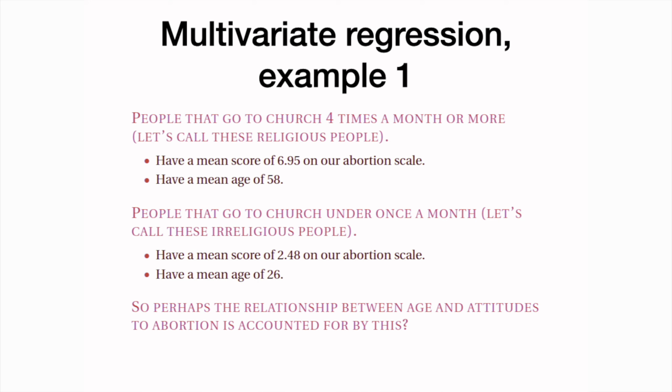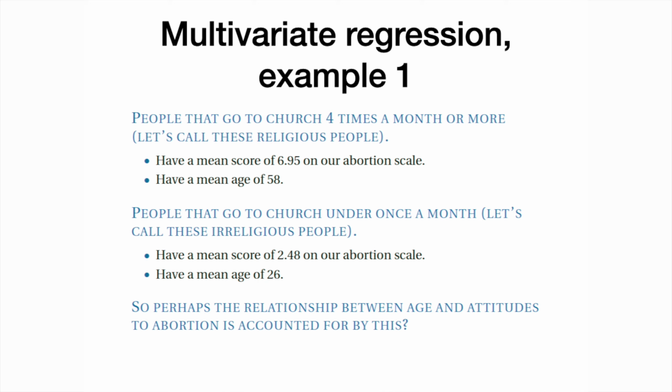Let's say we're looking at a sample of 100 people broadly associated with Christianity in Canada. Let's say that people that go to church 4 times a month or more, we're going to say they're the religious people. So this would be somebody who's attending at least weekly services, maybe more. They have a mean score on the abortion scale of almost 7, 6.95. Their mean age is also 58.